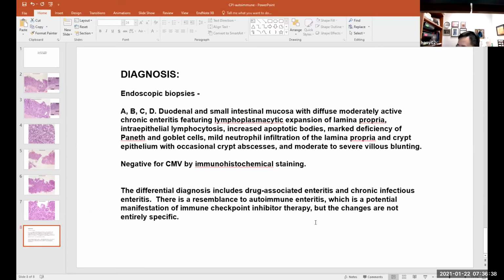But all these findings are non-specific, so we need to rule out others like CMV infection, but it is negative, and also, like Dr. Law said, the GI PCR is negative. So it's more likely checkpoint inhibitor induced. Yeah, that's it. Do you have any questions? No, that was great. Thank you so much for going over the key features on pathology.